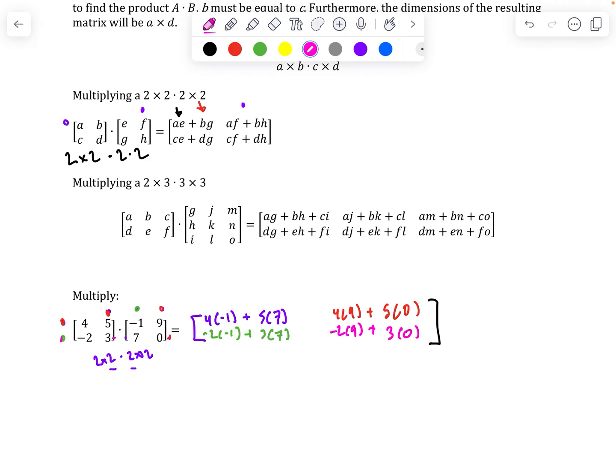And the resulting values we simply just put all together as negative 4 plus 35, right? 36 plus 0, negative 2 plus 21, negative 18 plus 0, and it gives us an answer of a 2 by 2 of 31, 36, 23, and negative 18.